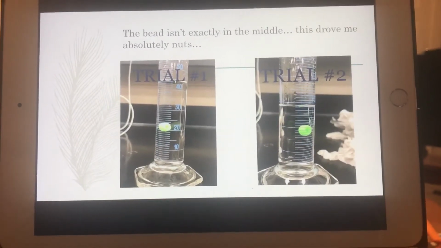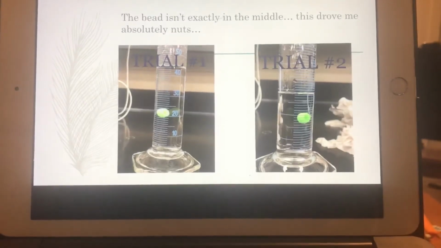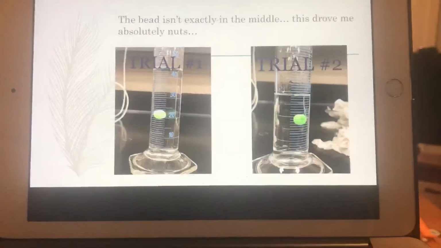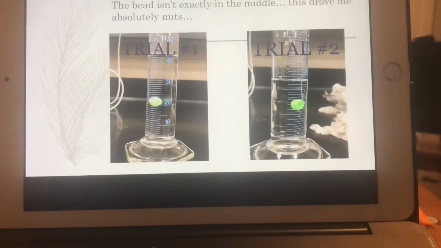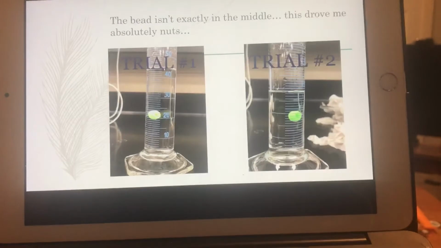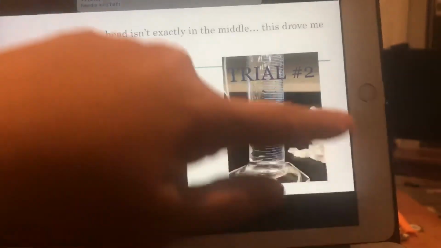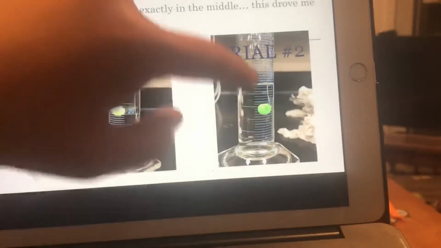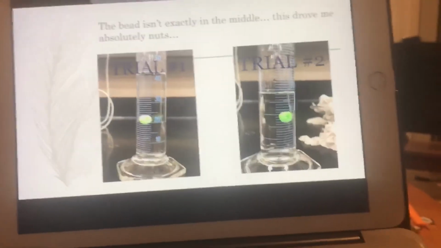On the left is trial 1, and you can see it's just about, maybe 44 mils, and the bead is about 21. Again, I was being a perfectionist, and maybe it's a little more than 44, maybe it's like 45. Again, I don't think the bead is exactly in the middle. And then you can pretty clearly see on trial 2 here, it's probably about 28, and the bead is much higher up than the exact middle.